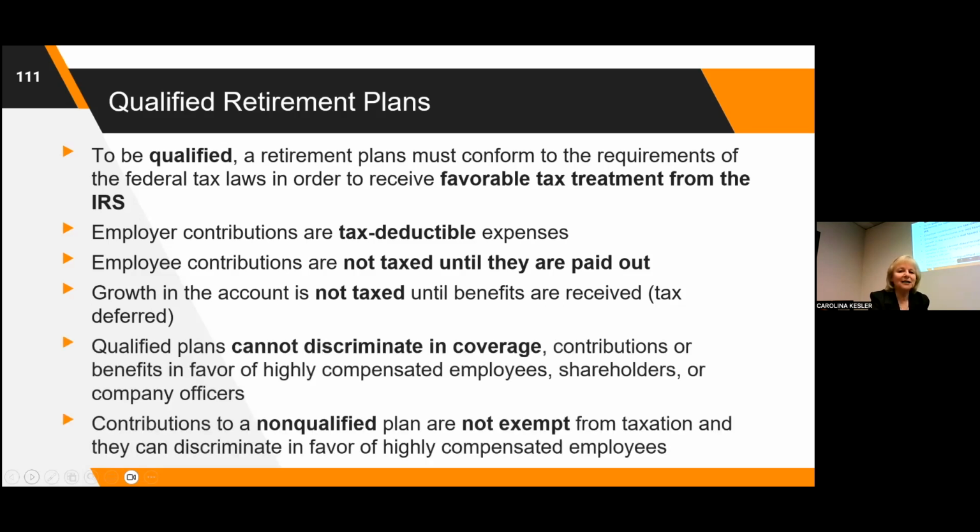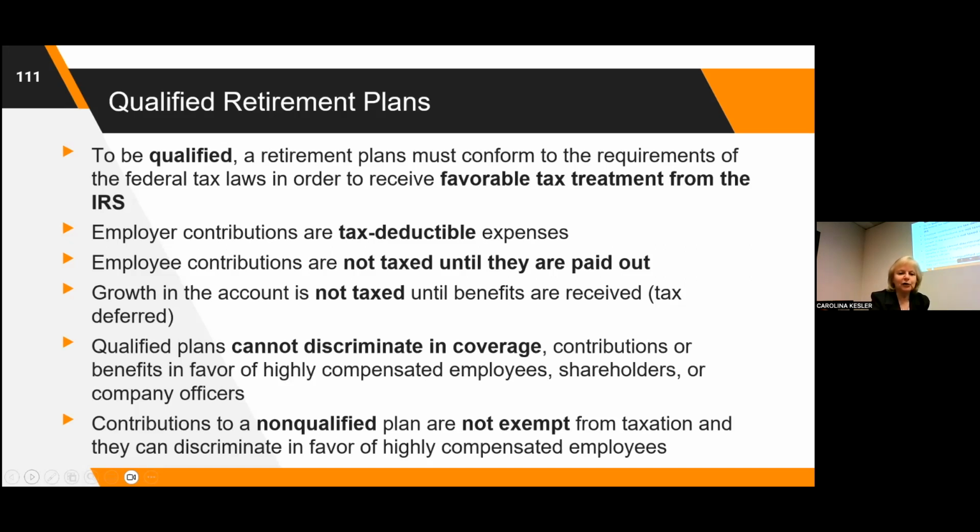Qualified plans cannot discriminate in coverage. They can't say they're only for our key employees, right? They have to be for everybody, all the employees. So no discrimination in favor of their highly compensated employees, shareholders, or the company officers.